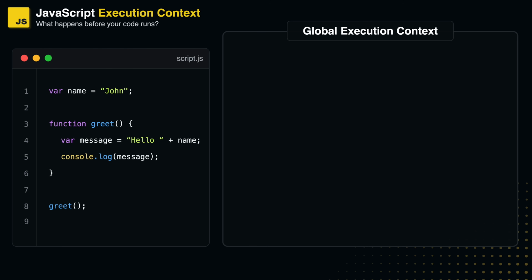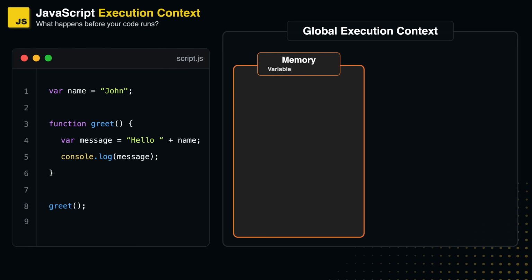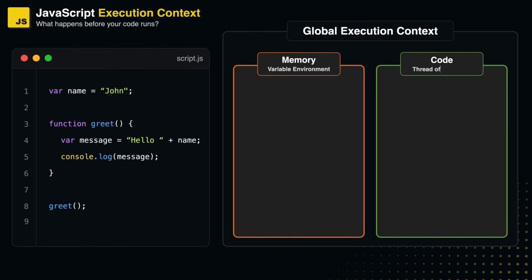This global execution context has two important parts. The first part is called the memory component, also known as the variable environment. This is where JavaScript stores variables and functions before the code starts running line by line. The second part is called the code component, also known as the thread of execution. This is where JavaScript runs the code, one line at a time. So before JavaScript executes our code, it first prepares memory. Then, after memory is ready, it starts running the code line by line.